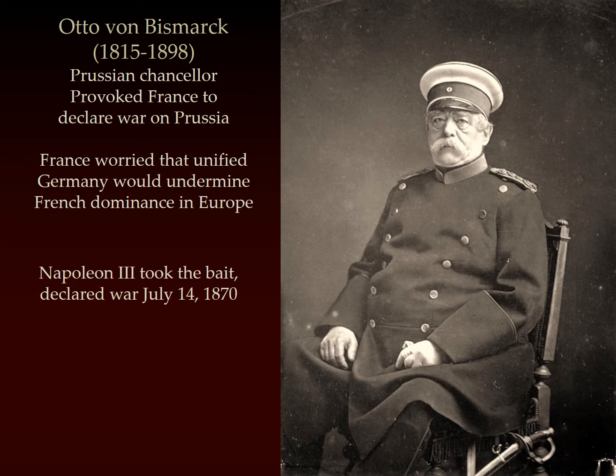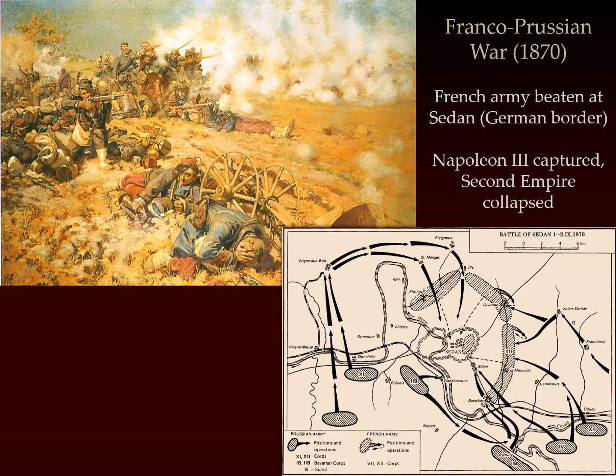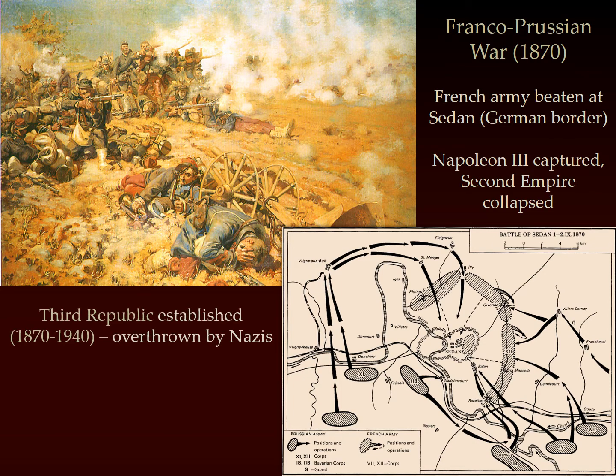So Napoleon III declares war on July 14, 1870. Thus begins the Franco-Prussian War, which lasts less than a year. The French army are swiftly beaten at Sedan, the German border. Napoleon III is henceforth captured, and the Second Empire collapses. What is put in its place is the Third Republic that will last from 1870 until the Nazis overthrow it in 1940. But there was one holdout in France.